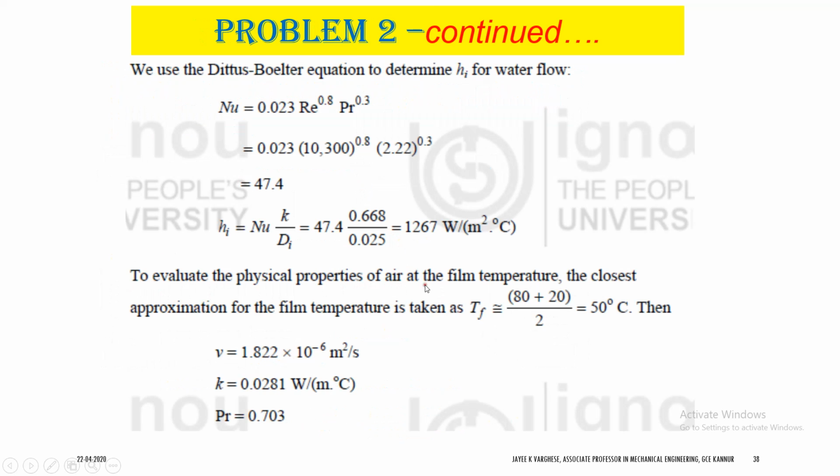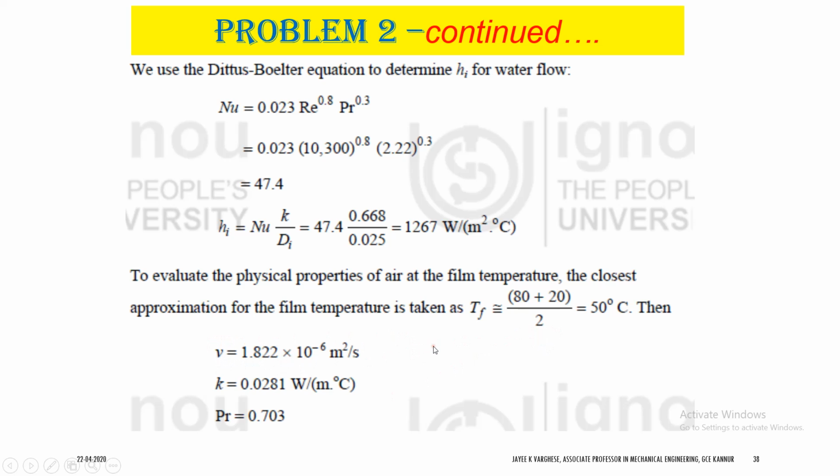Therefore, the physical properties of air are to be calculated at the air film temperature, which is the average of 80 plus 20 by 2. We do not know any other temperature, so we are forced to take this approximate value of the film temperature, 80 plus 20 by 2, equal to 50 degrees Celsius. So we will calculate the properties of air at 50 degrees Celsius and take the values from the data book. At 50 degrees Celsius, for air at 1 atmospheric pressure, the kinematic viscosity of air is 1.822 into 10 raised to minus 6 meter square per second, the conductivity of air, which is very small, is 0.0281 watt per meter degree Celsius, and the Prandtl number is approximately 0.703.